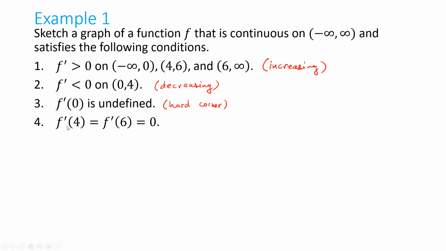What about these points here where the slope is equal to 0? How do I interpret what those are? It's just a straight line.